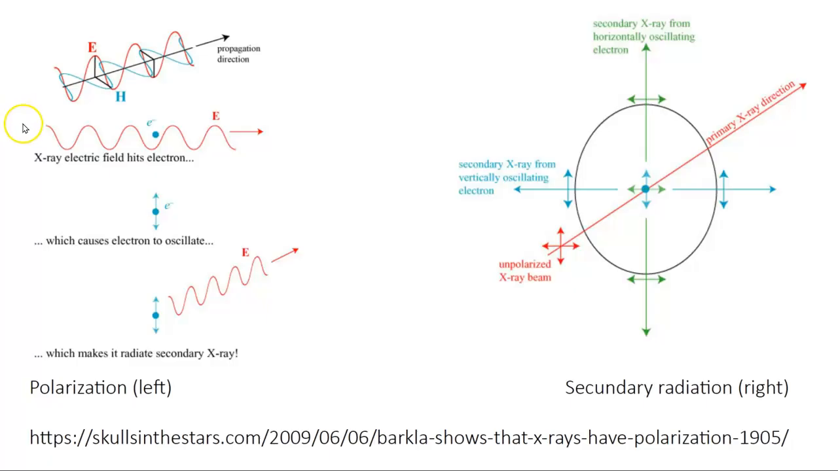Here you see what happens. Here you see an X-ray hitting an electron. The electron is oscillating and sends out a secondary X-ray. As you can see, here is the primary X-ray in red, and you see two X-rays coming out of it with different polarization, of course, in different directions.